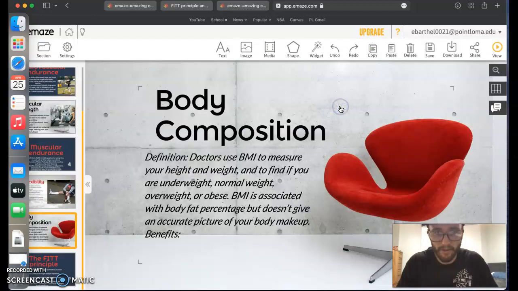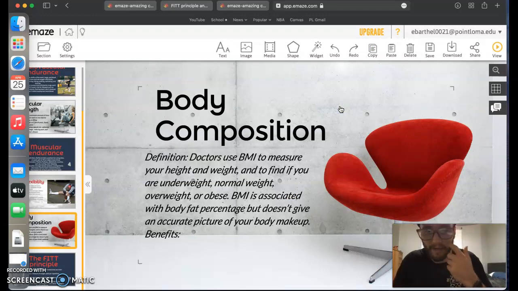And then, the definition of body composition would be that doctors use BMI to measure your height and weight and to find if you are underweight, normal weight, overweight, or obese. BMI is associated with body fat percentage but doesn't give an accurate picture of your body makeup.